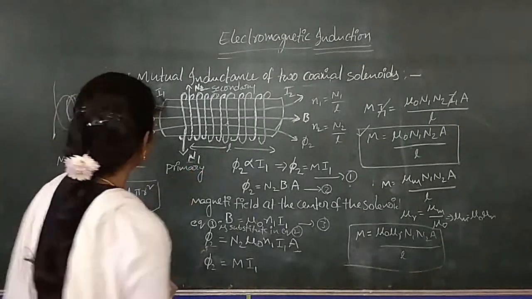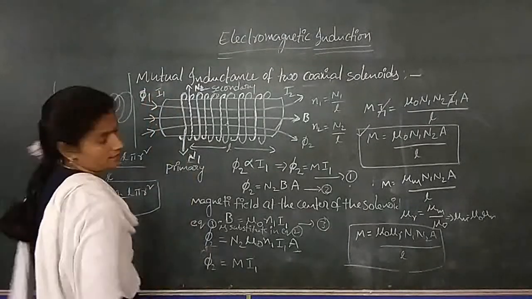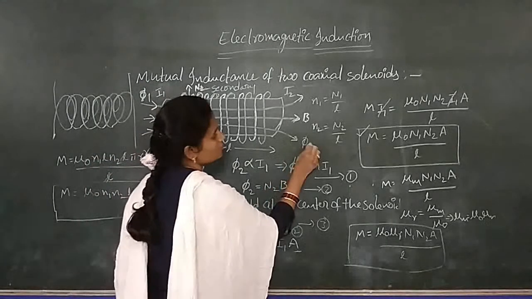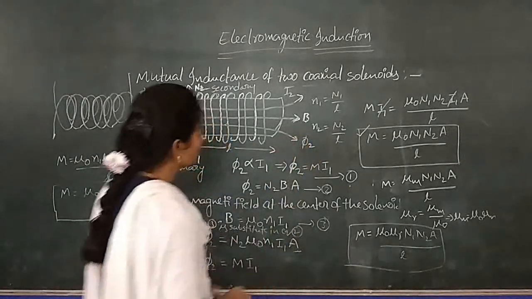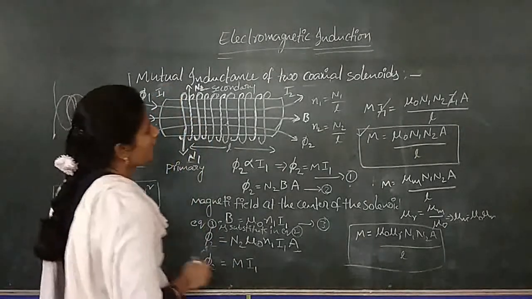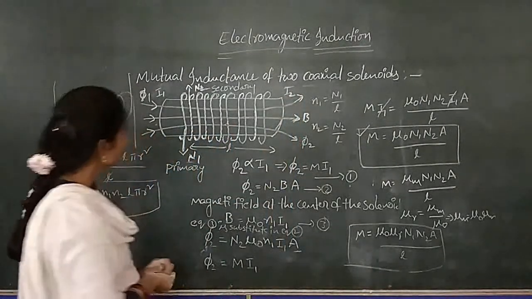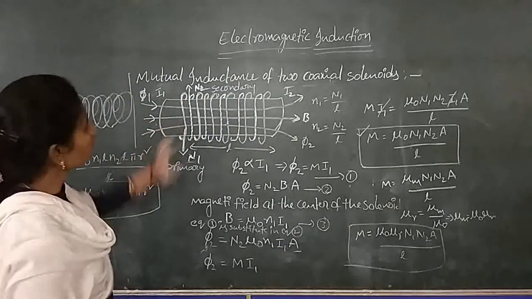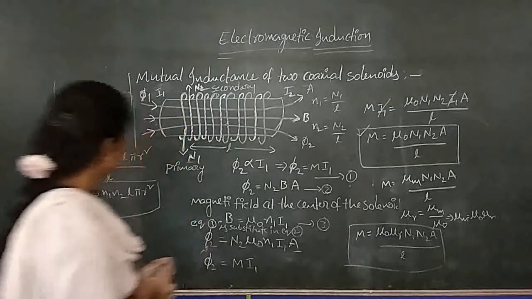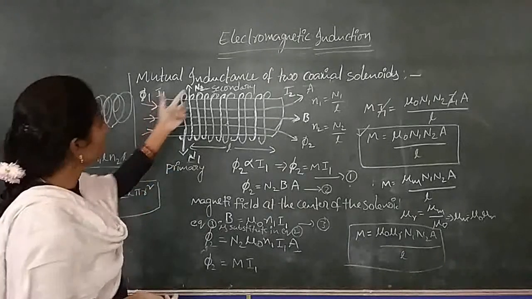solenoids is L. The flux passing through solenoid 1 is phi 1, and the flux passing through solenoid 2 is phi 2. The current passing through solenoid 1 is I1, and the current passing through solenoid 2 is I2. The area of cross section of both coils is the same, that is A. N1 is the number of turns in the primary coil, N2 the number of turns in the secondary coil.